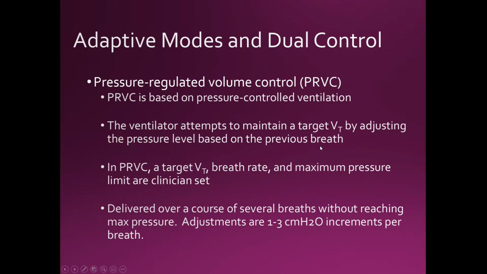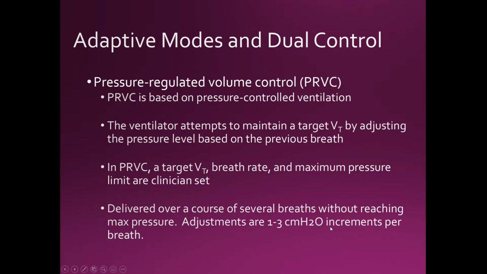So if I trigger a breath and I get a tidal volume of 250, but I want 500, so the next breath, the ventilator is going to adjust the pressure and see if that's going to help. So the machine's going to do it for me. It's not going to be me doing it manually like the PB840 and the Draegers. This particular mode, based on what volume I want, is going to adjust the pressure per every breath, which is really, really good. Delivered over a course of several breaths without reaching max pressure.